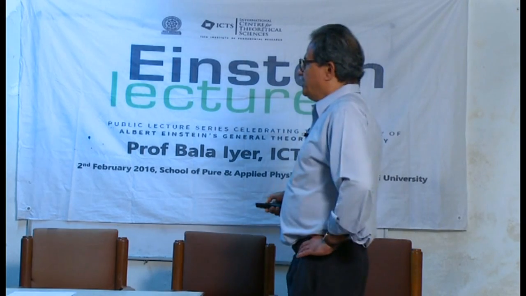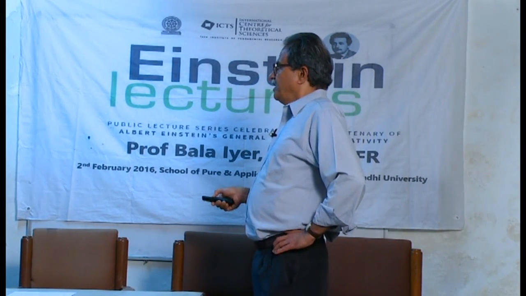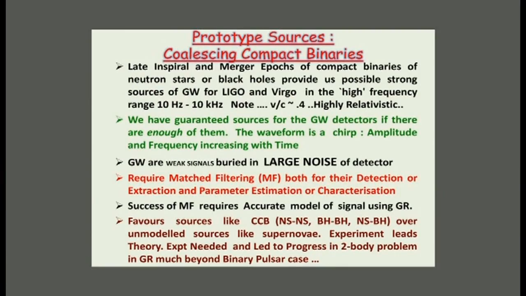But as I explained to you, even though we have very strong signals, when you compare to the noise of the detector, you can say that we are in a situation where we have weak signals buried in the noise of the detector, and therefore straightforwardly, if you look at the output of the detector, you will not be able to see this particular signal. You have to use engineering techniques which are called matched filtering. Only then will you be able to detect this gravitational wave and characterize these gravitational waves.